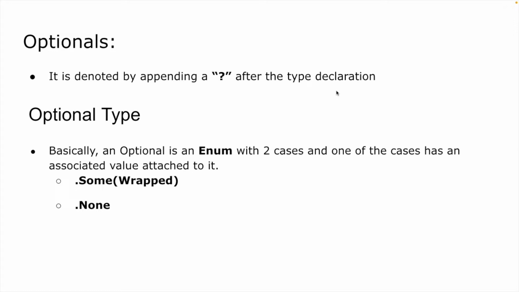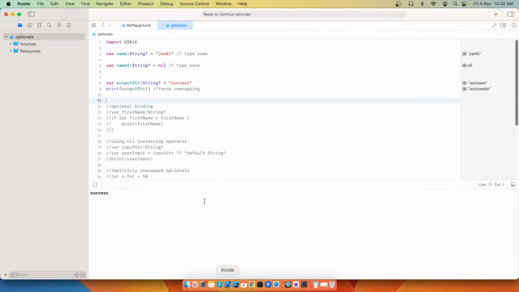The optional type is actually an enum which has two cases. One is some and one is none. Some means it has some value, none means it has nothing, meaning nil value. So let's jump to Xcode and check how it works.